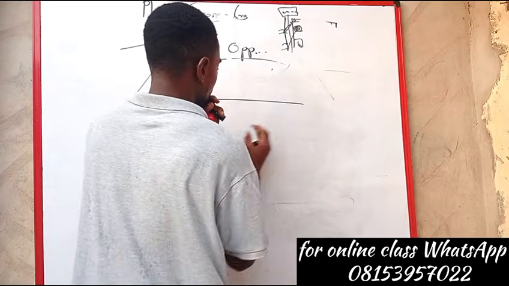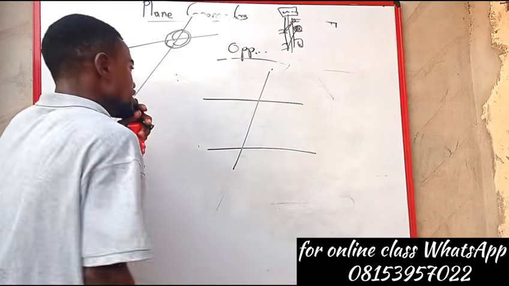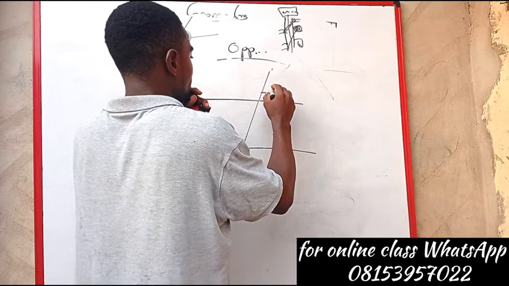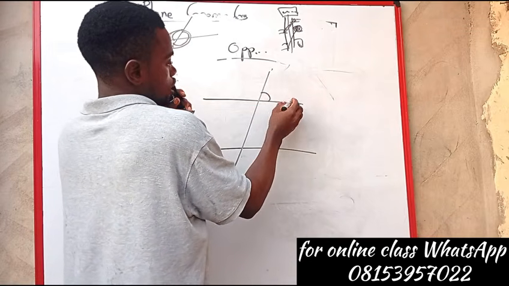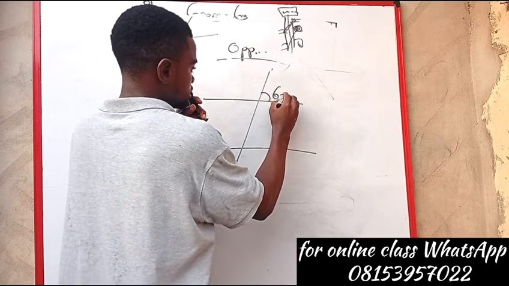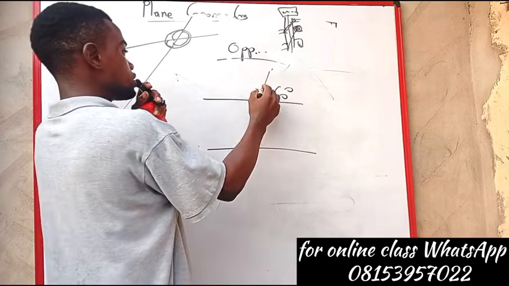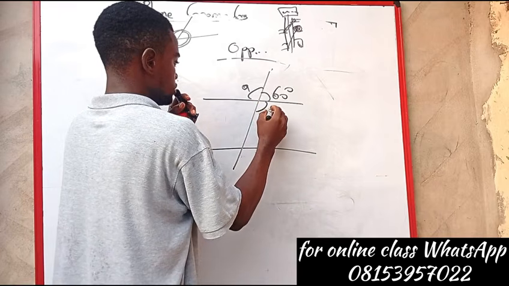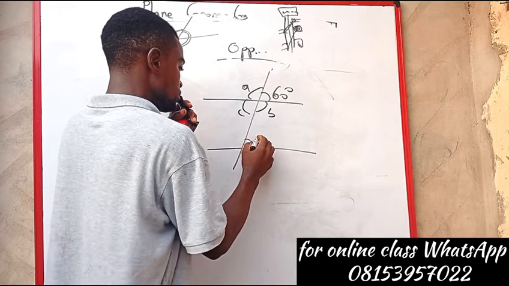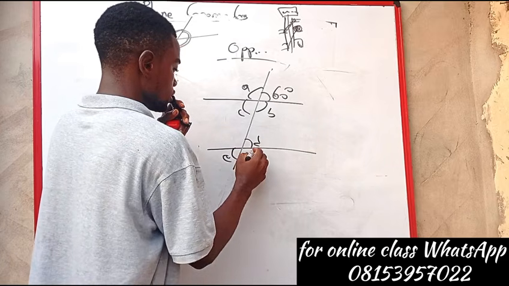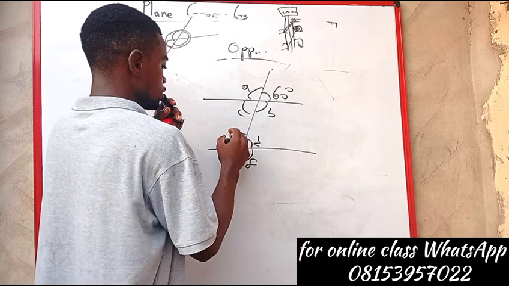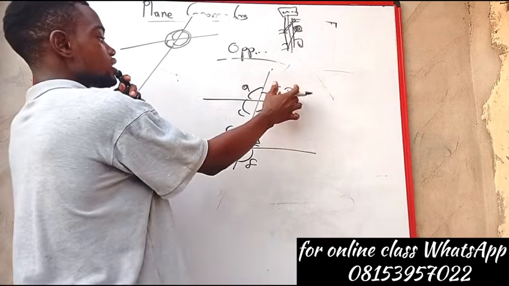Let's say you have something like this. Let's say you are given just one angle, this angle over here, let it be 60 degrees. I want you to complete all these angles: complete A, B, C, D, E, F, G. So you are just given this angle to complete everything.